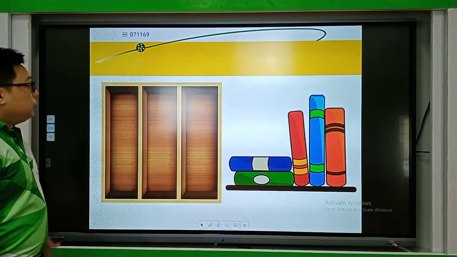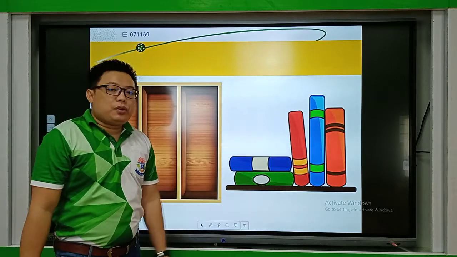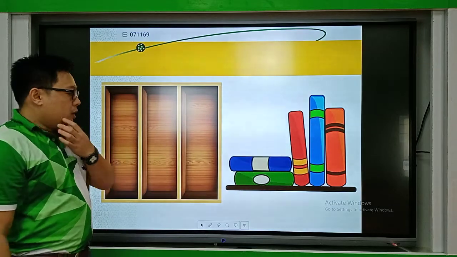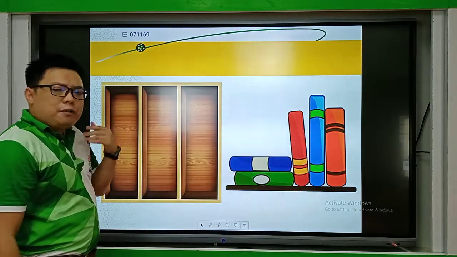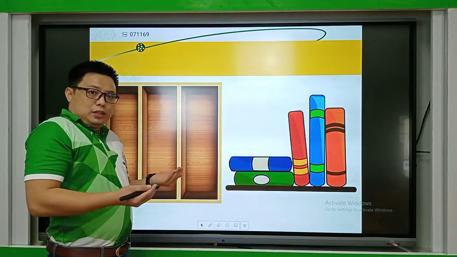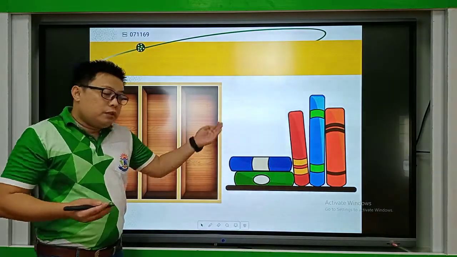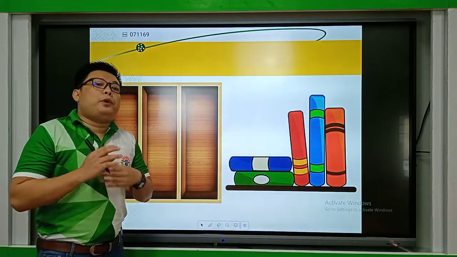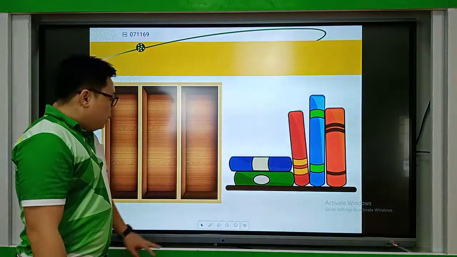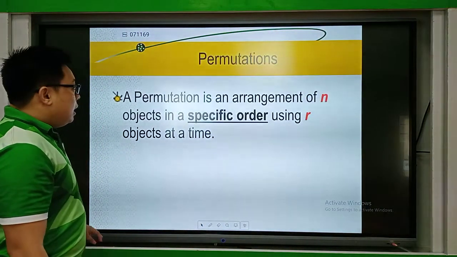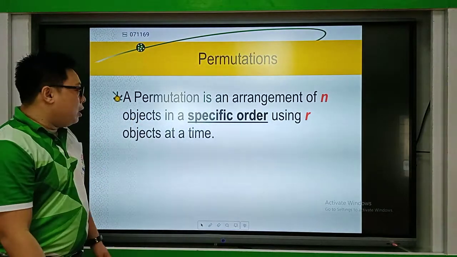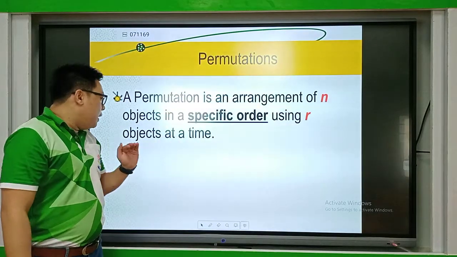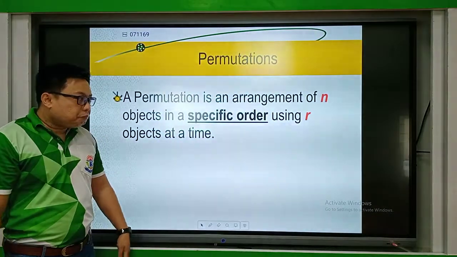Let's say I have 5 books here, and I have only 3 slots on my shelf. So I should choose 3 of them. In how many ways can I choose 3 books to put in here? This is all about permutation. Next. A permutation is an arrangement of n objects in a specific order using r objects at a time.